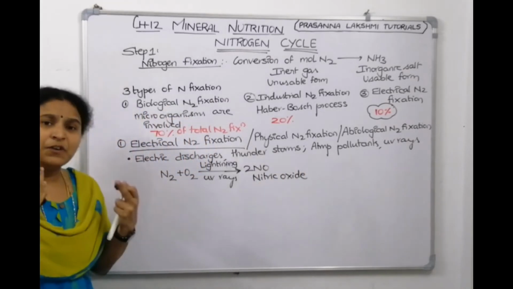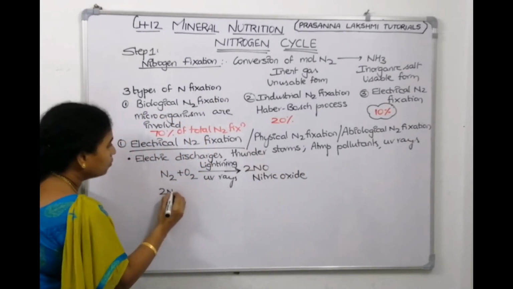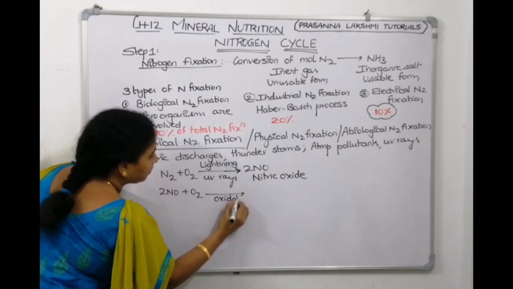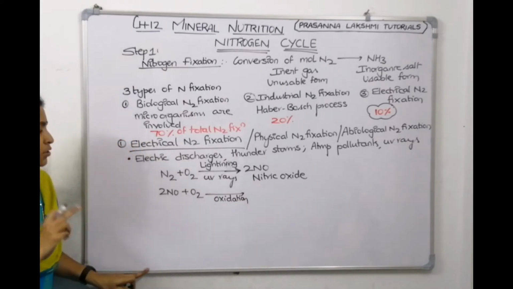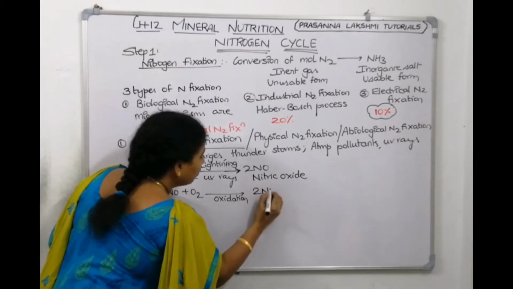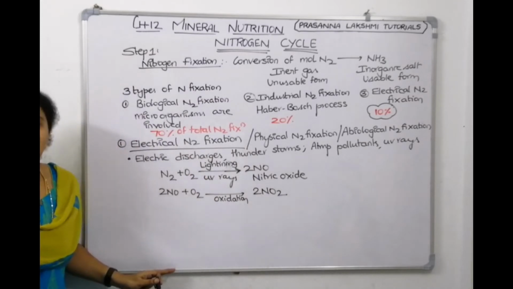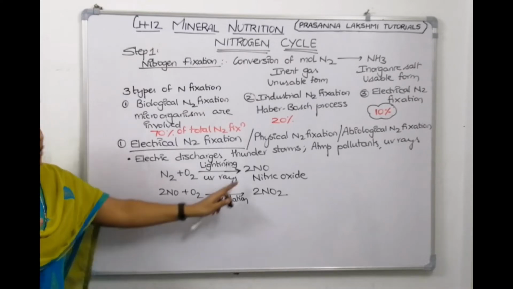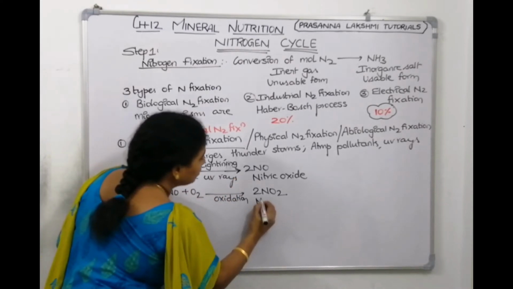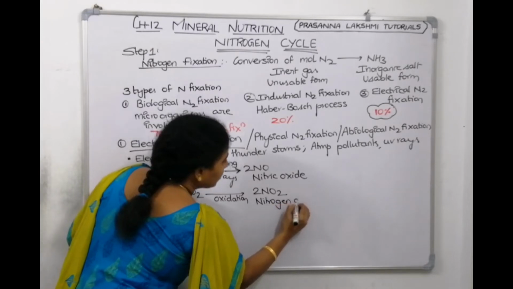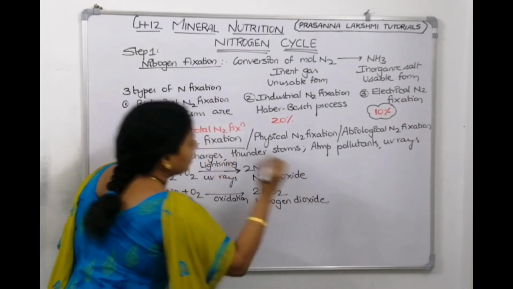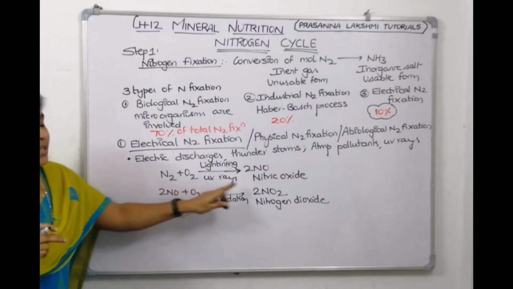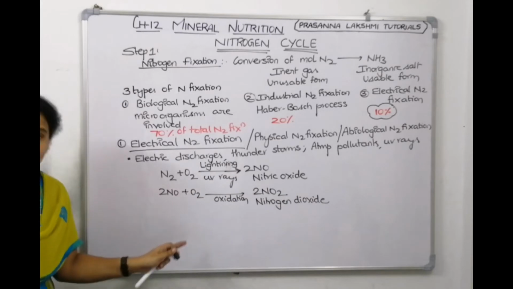The nitric oxide is further oxidized. So write down 2 NO plus O2, again oxidation. Then it will get converted to 2 NO2. What is 2 NO2 called? Nitrogen dioxide. If NO is nitric oxide, NO2 is called nitrogen dioxide. N2 gets oxidized, makes nitric oxide. Nitric oxide is further oxidized.